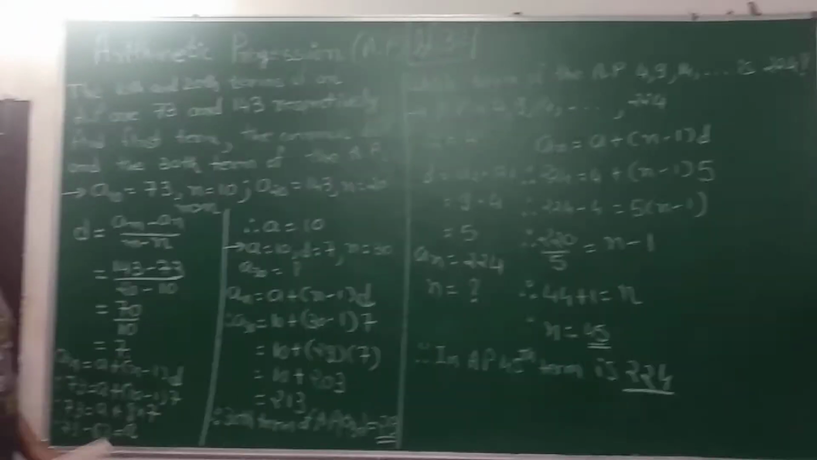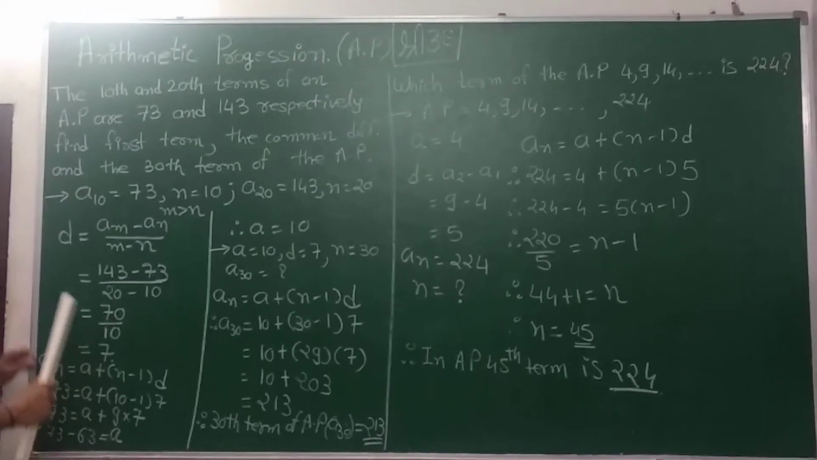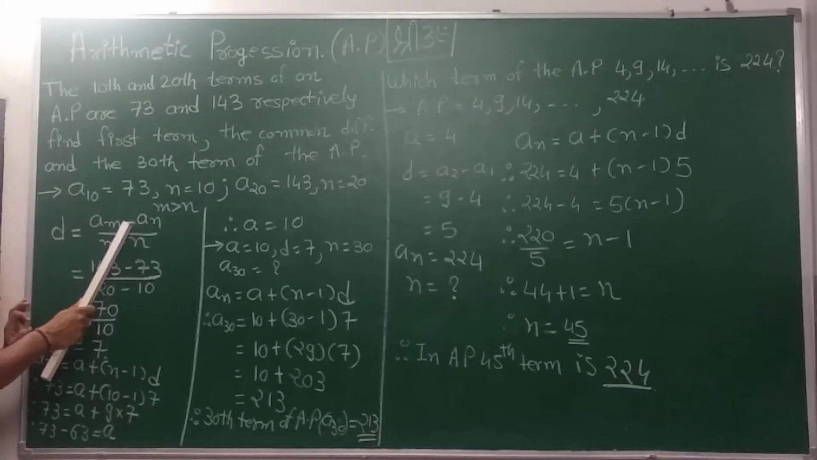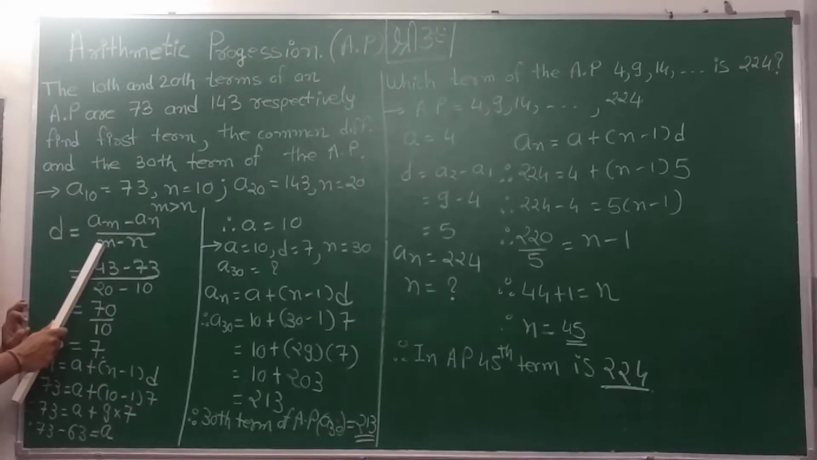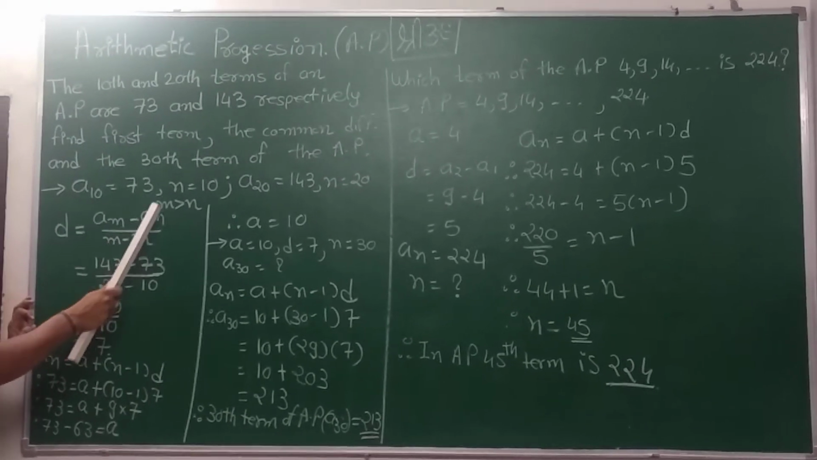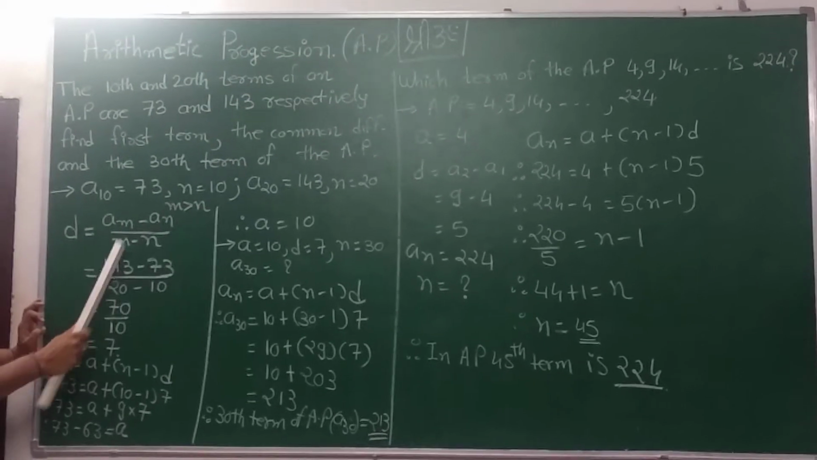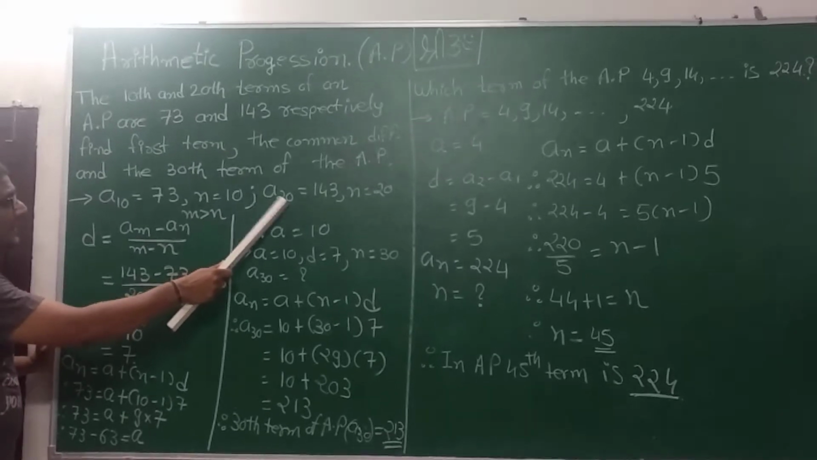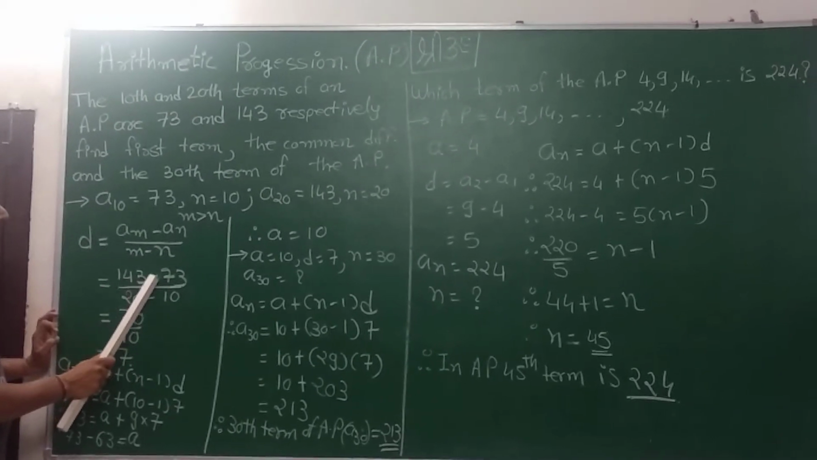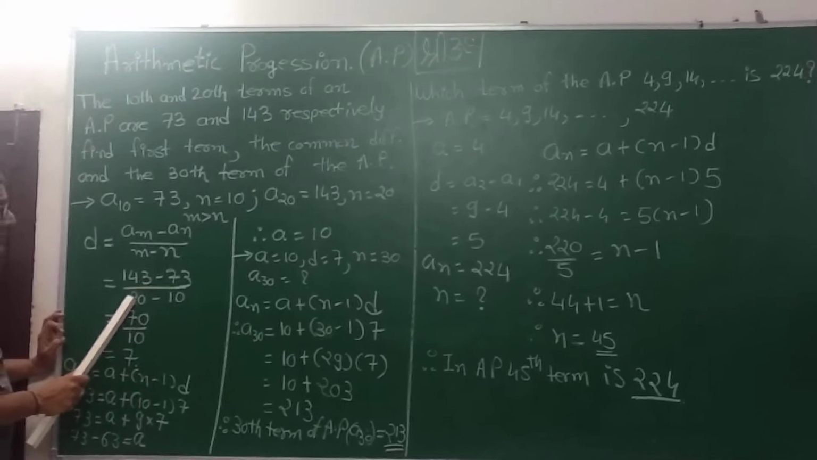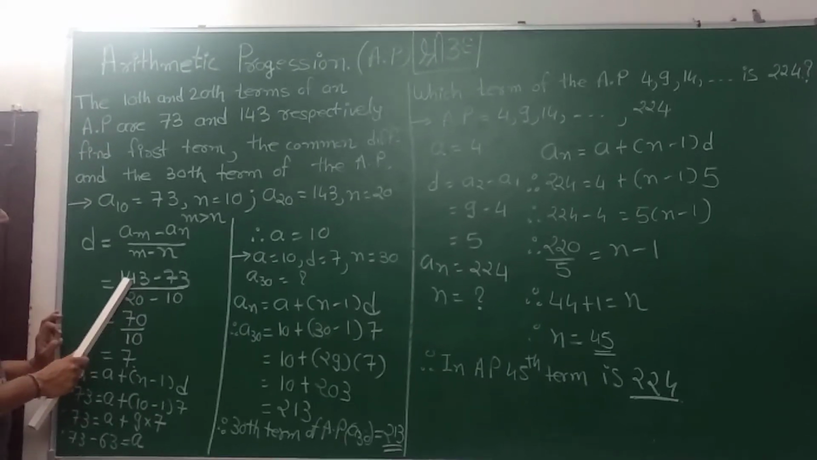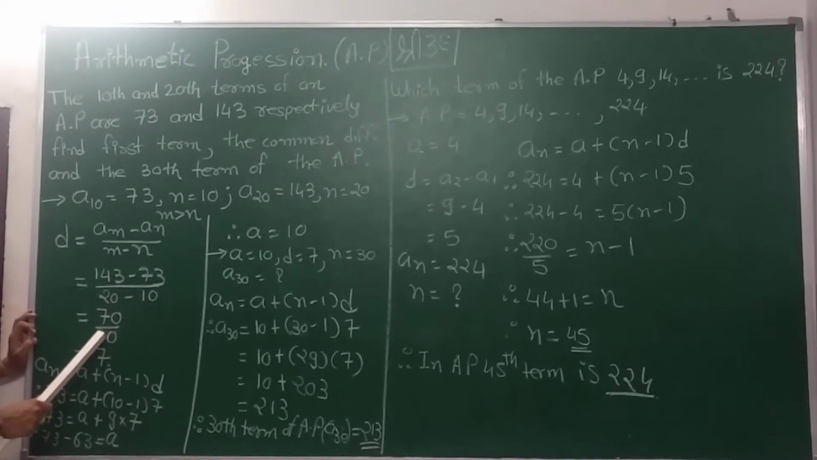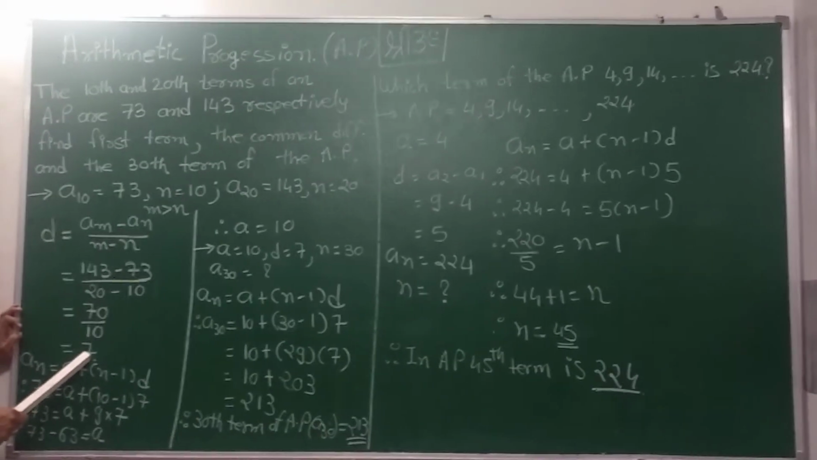So today we are not going to apply application of linear equation, but d, that is common difference, is equal to am minus an upon m minus n, where m is greater than n. So we are taking that value am, that is 20. So 143 minus 73 upon 20 minus 10. So 143 minus 73 is equal to 70, and 20 minus 10 is equal to 10. 0, 0 cancel out, that is 7.